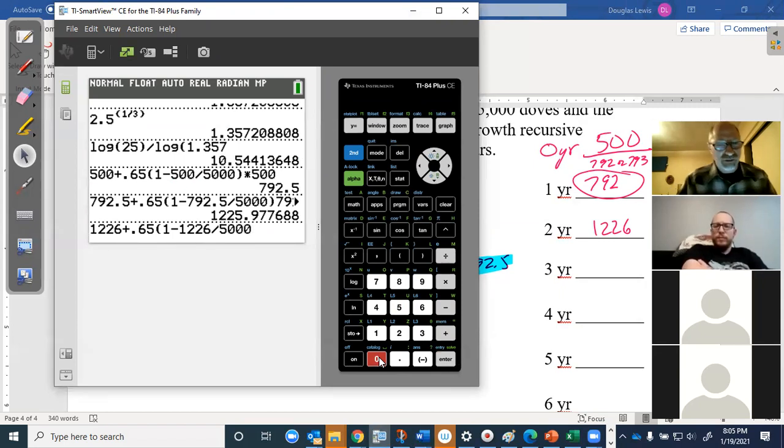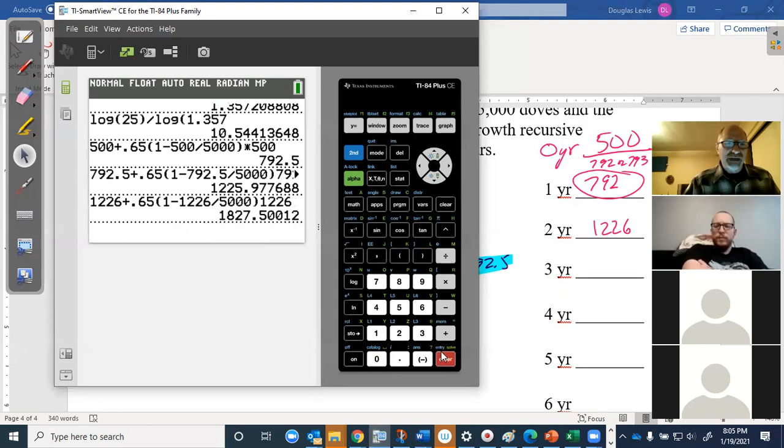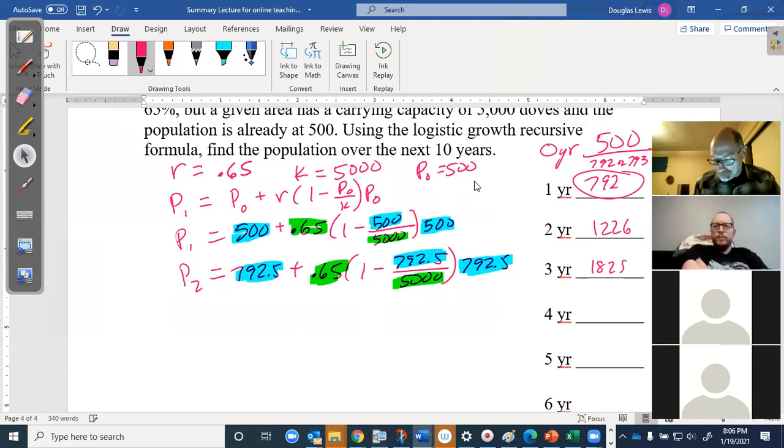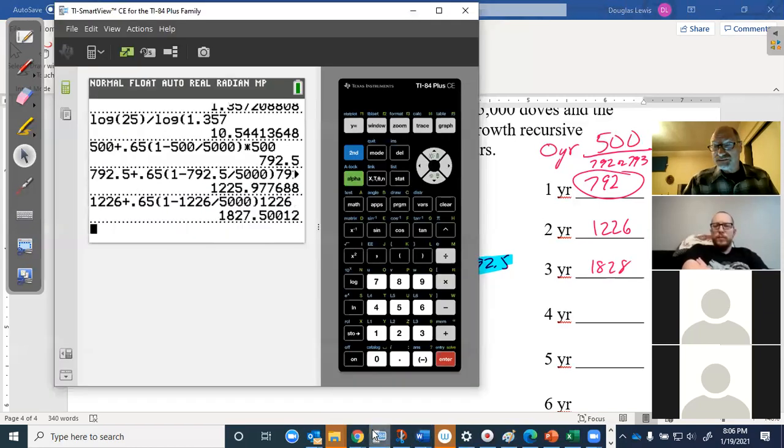1225.977 is so close, it's not going to make any difference really. And then again, times 1226. So now there we go, 1827.5. So I'm going to say 1828. Okay, now I've got to do this 7 more times to get up to year 10. That's insanity, isn't it? Watch what we could have done.